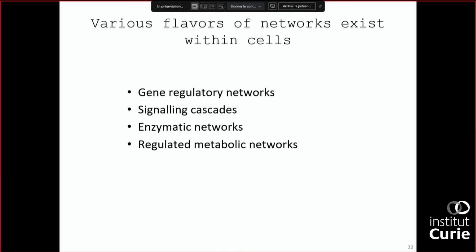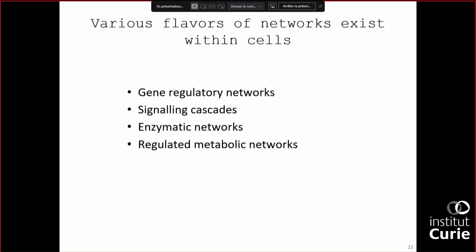Okay, so let's go back to our cells and their information processing network. These exist in various flavors. In fact, various types have been classified, for example gene regulatory networks and signaling cascades, enzymatic networks, and metabolic networks. They are all relatively different in terms of the chemistry that they use, right? And also somehow in the way they work.